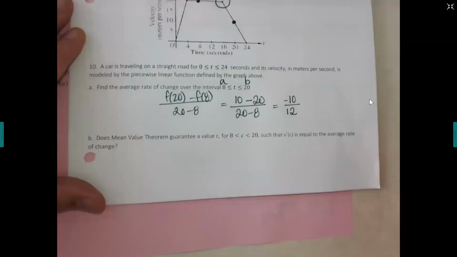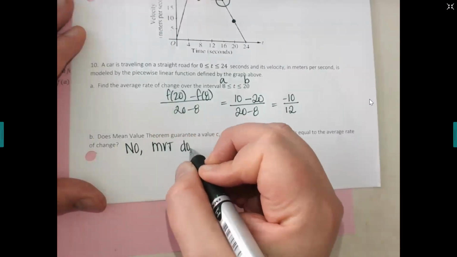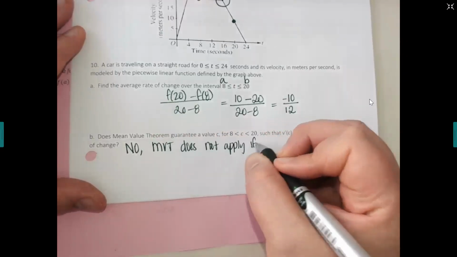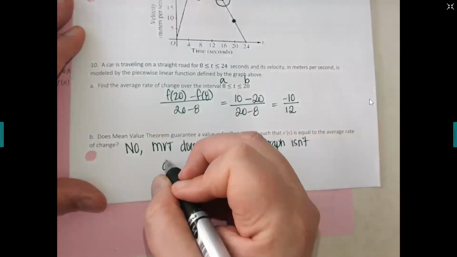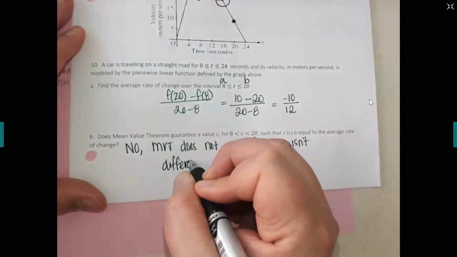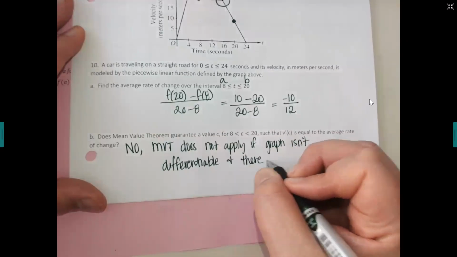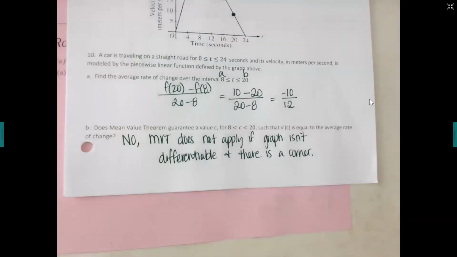So for part B, we're going to put no, MVT does not apply if the graph isn't differentiable, and there is a corner. Okay, remember that your graph has to be continuous and differentiable. Otherwise, mean value theorem is not an option.